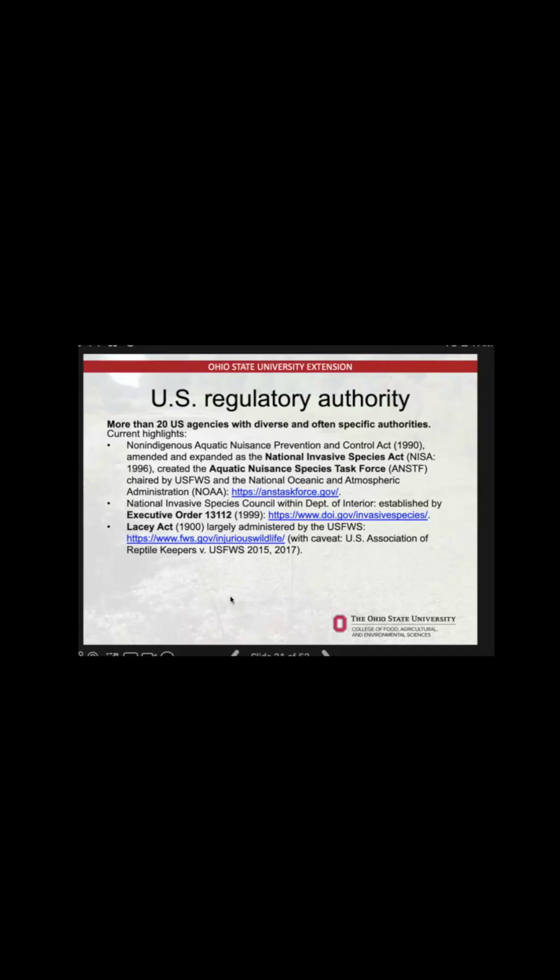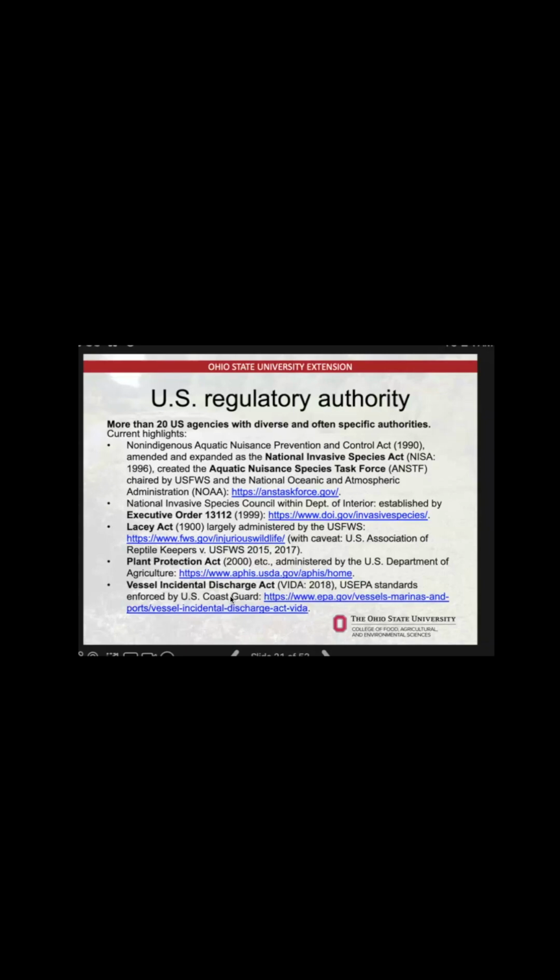Plant Protection Act, which largely deals with plants, but has expanded to also cover diseases that might occur in aquaculture facilities. And the Vessel Incident Discharge Act, which was stalled for years, but then it passed in a surprising way, right? I was afraid that when the bill was introduced, it would remove the requirement for ballast water exchange. But it passed in a surprisingly useful way. And so, especially at the time it was passed.